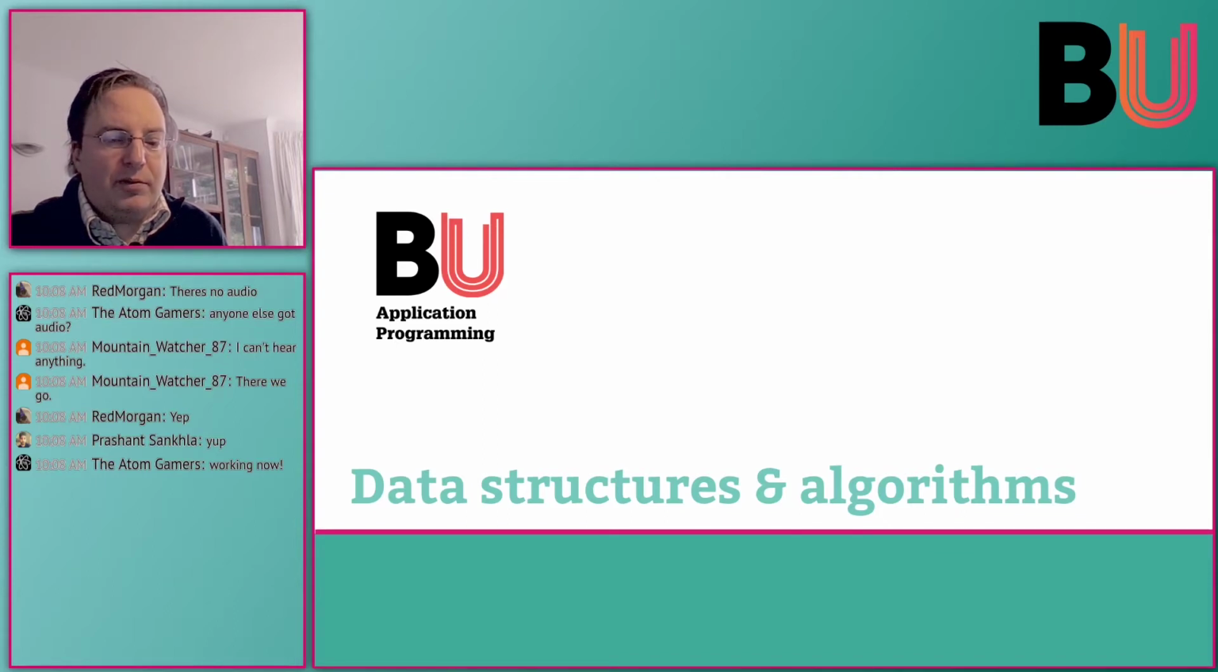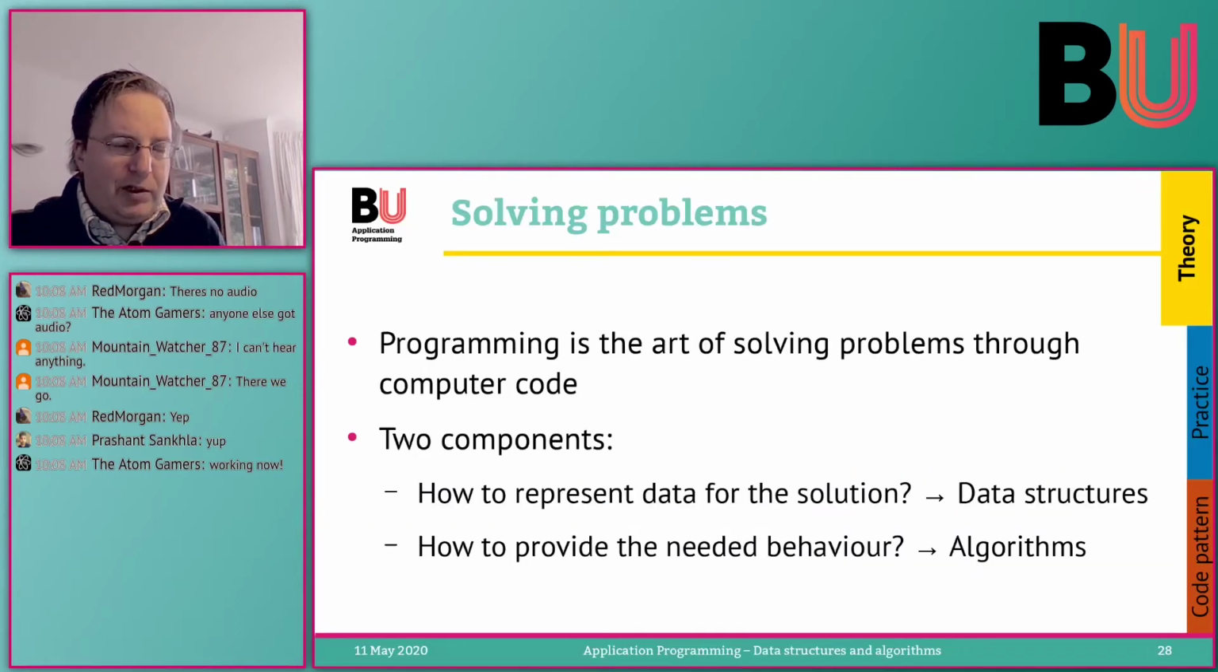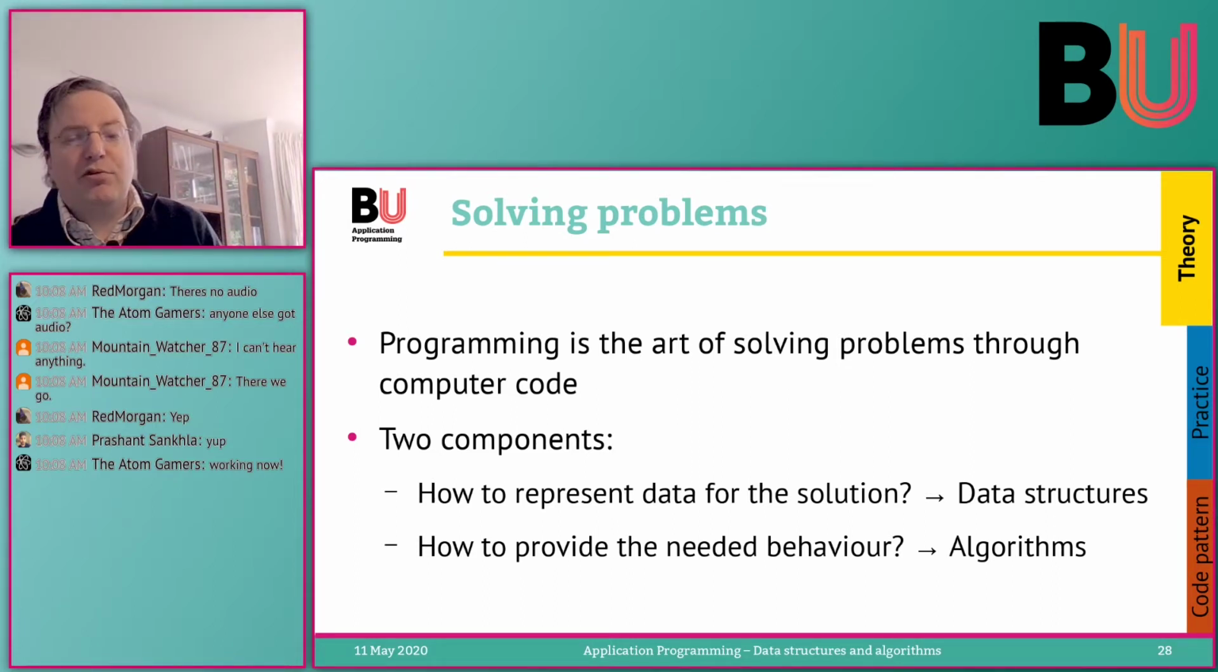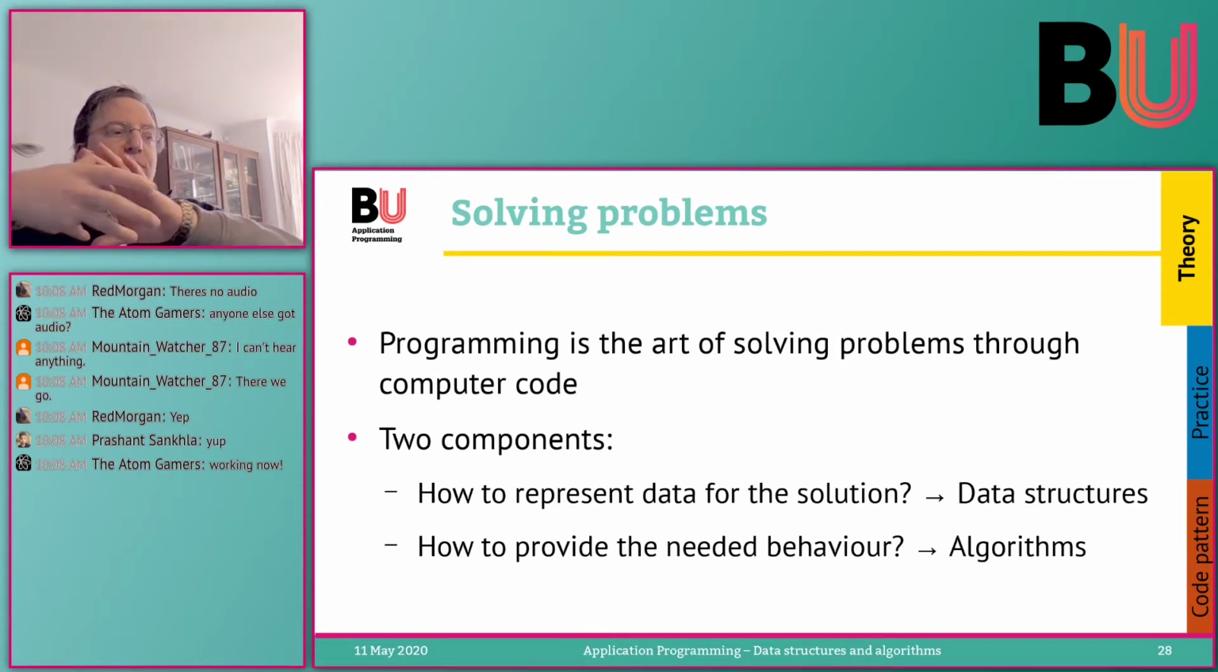Data structures and algorithms. So when we look at coding or programming, a key part of that is designing algorithms. It's about solving problems through computer code. And there are two parts of doing that. Generally you need to have some data to be able to actually keep track of where you are, what you are doing. The way that you look at that is called a data structure. How do you store the data related to what you're doing? The algorithm specifies the behavior.